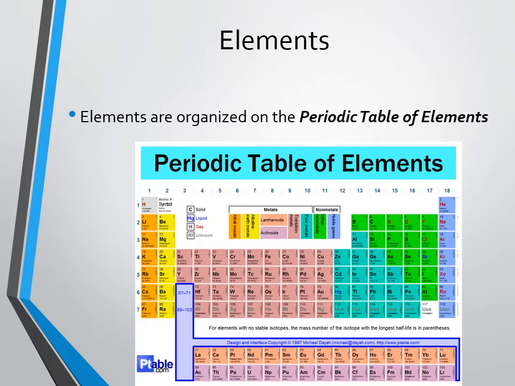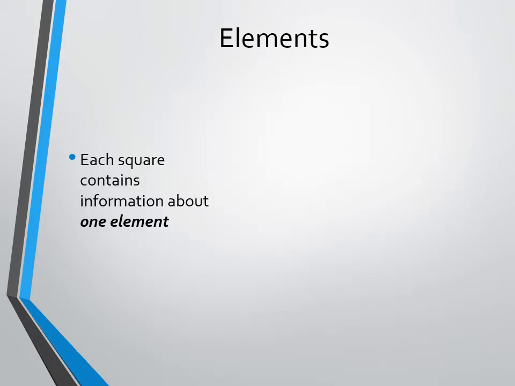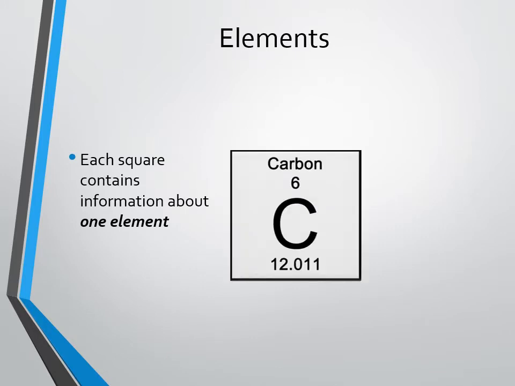I'm sure you know what this is. It's the periodic table of elements. I'm not going to ask you to memorize this or anything, but you do need to know how to break down what each box looks like and what they have in them. So each square contains information about one specific element. So this is the square for carbon.